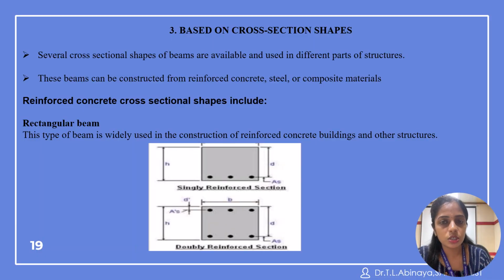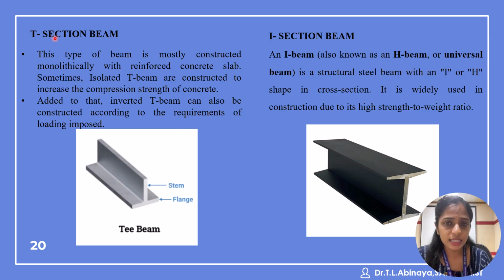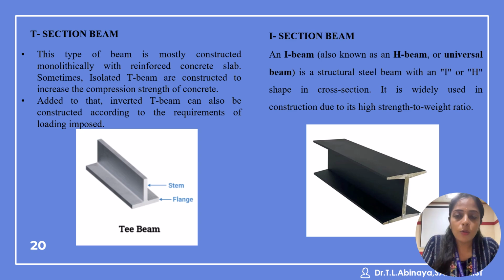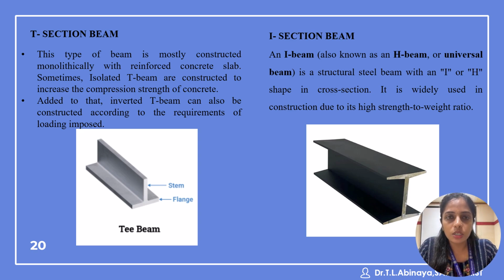Based on the cross section shape, several cross section shapes of beams are available and used in different types of construction structures. These beams can be constructed from reinforced concrete, steel, and composite material. The reinforced concrete cross section shapes include the rectangular beam. You can see the single reinforcement section and double reinforcement section. So these are the cross sections of the beam. And the T section beam and I section beam. Inside, they can use a single steel plate to have more rigid beams. So they can be used as a T section and I section. Both sections can be used.